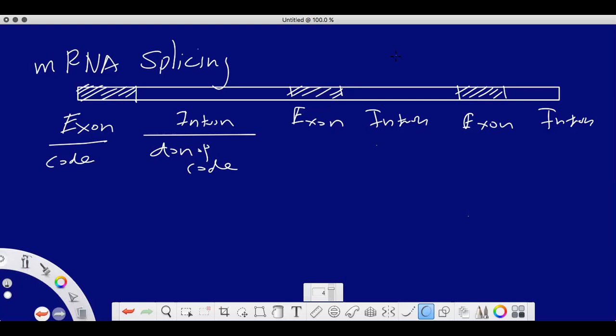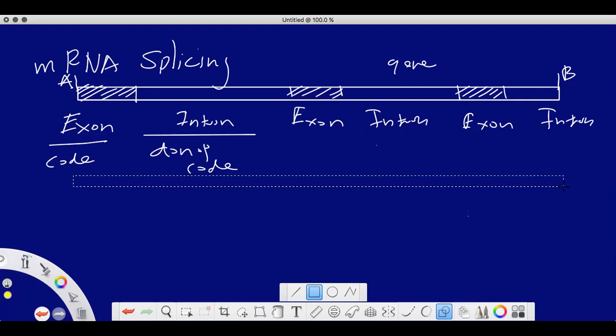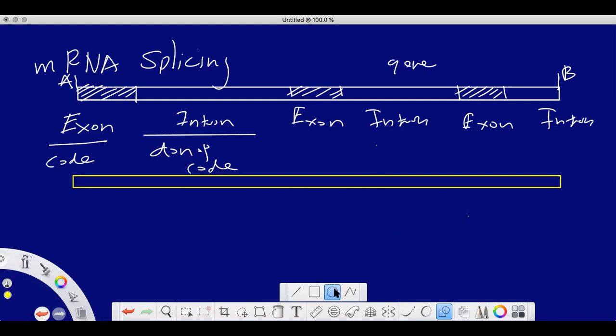Right now, during the splicing process, what is going to happen? This complete sequence, let's say this is called the gene now. So from this end, A to B is a region of the gene. Now this is copied to the messenger RNA by transcription. So the messenger RNA molecule also has now the same region, and the length of the messenger RNA is similar to the length of this gene, right? So this is called pre-mRNA now.